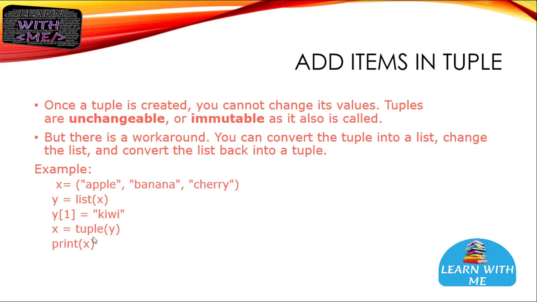So what we do is, we have a tuple x, which has some elements in it. Then we convert it into a list, and we want to add kiwi at the first location. So we add kiwi at the first location and then convert it into a tuple, and then if we print it, you can see that it is of class tuple, and at the first index kiwi is added.